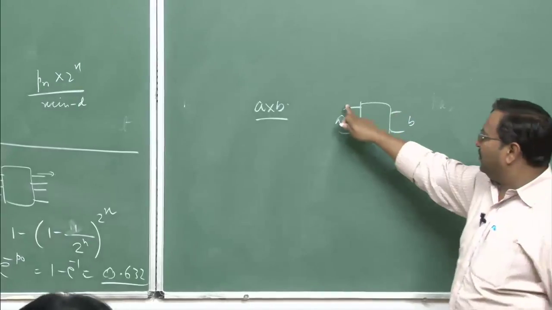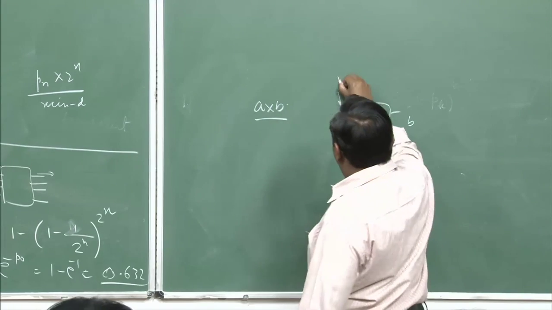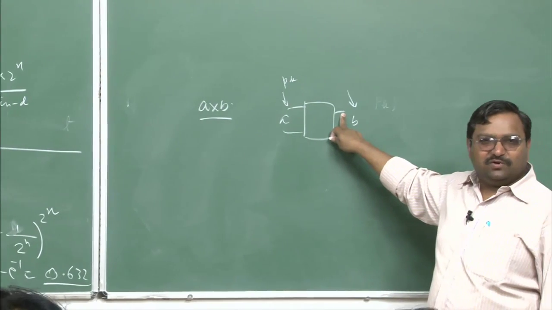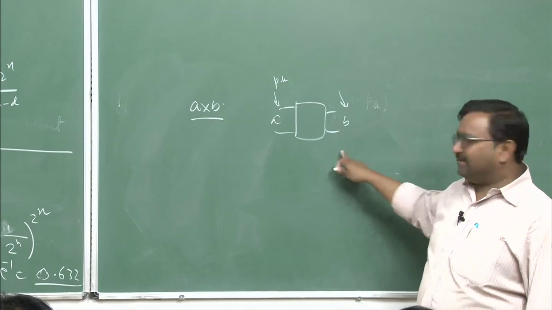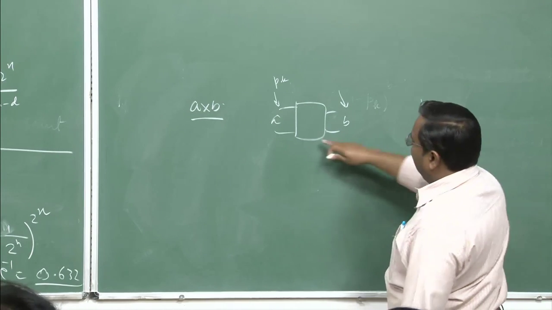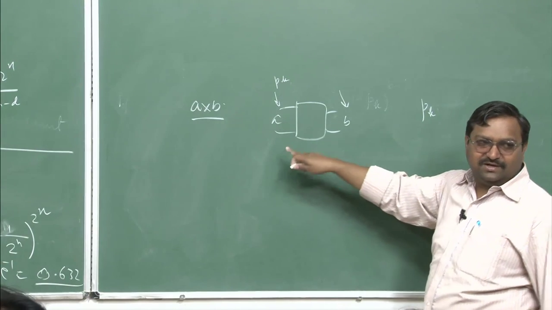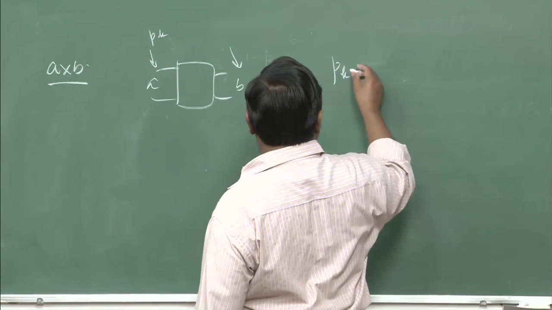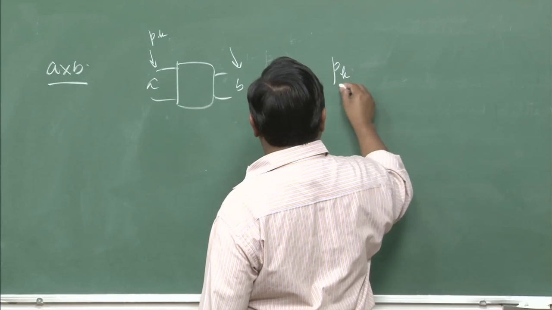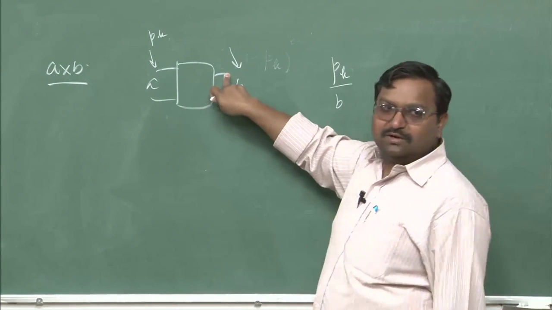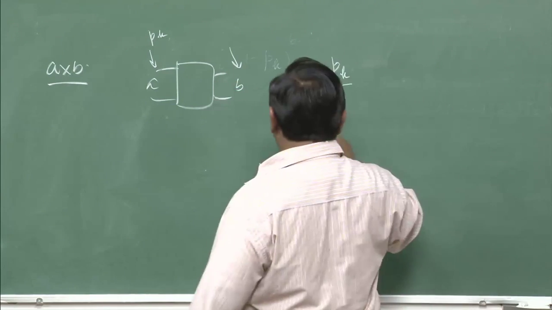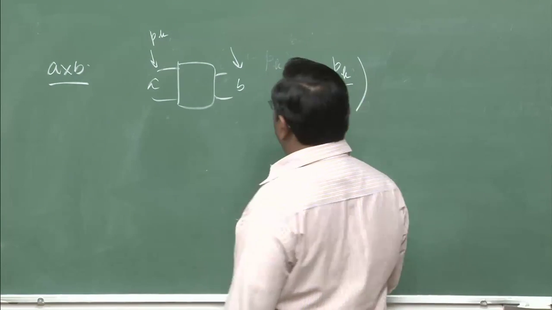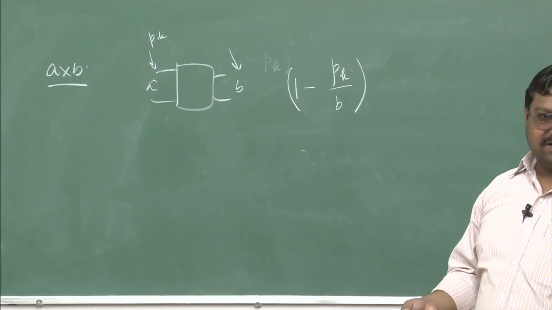So what is the probability? If you have a probability Pk known here, what is the probability that you will get at least one packet on this side? Each packet is uniformly distributed over this. So the number of packets, which will be j, you can actually compute that. Pk by b is the probability that a packet is going to come to a certain outgoing port. None of the packets coming to this outgoing port is 1 minus of this, over all possible j scenarios.